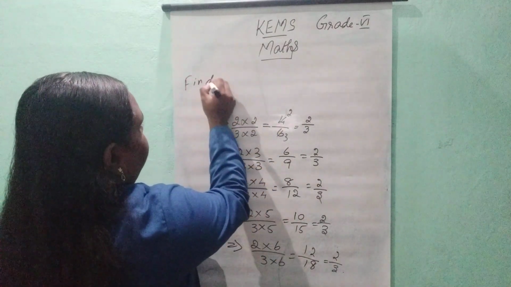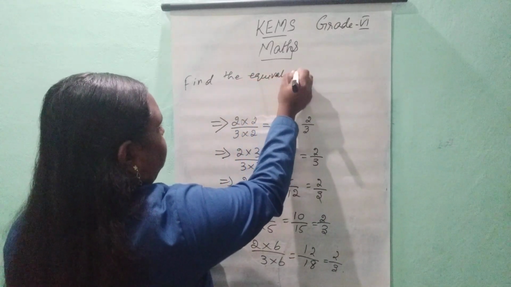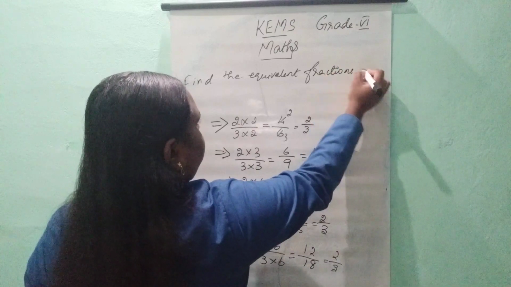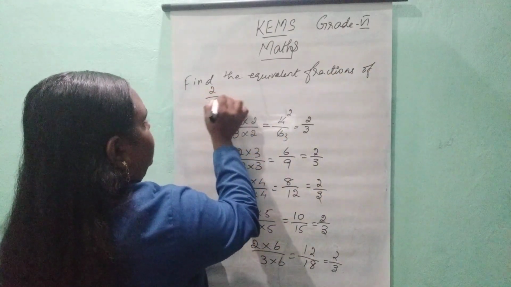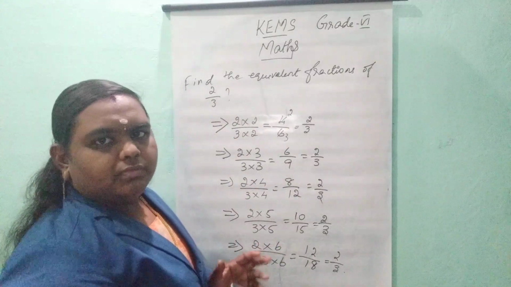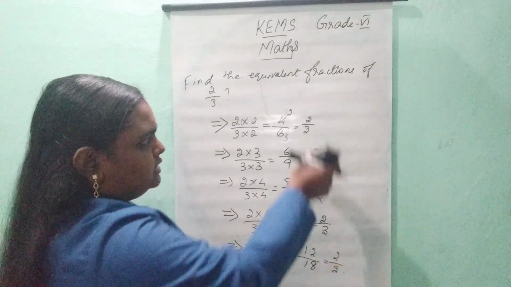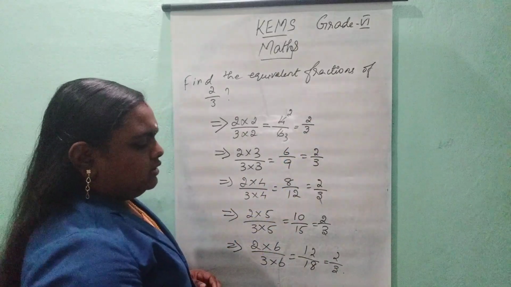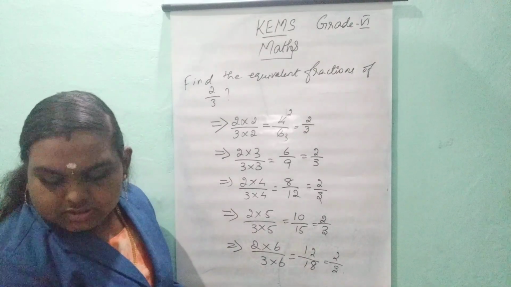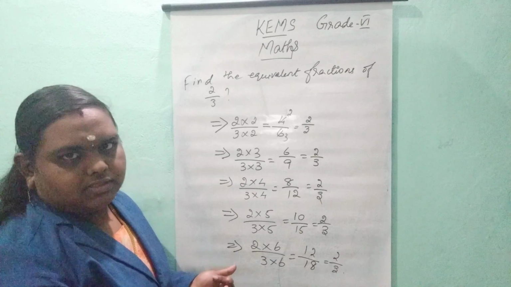Find the equivalent fractions of 2 by 3. So you have to write these steps, then you have to find out the answer. So we get 2 by 3. So therefore, there are 5 equivalent fractions. These are the 5 equivalent fractions.